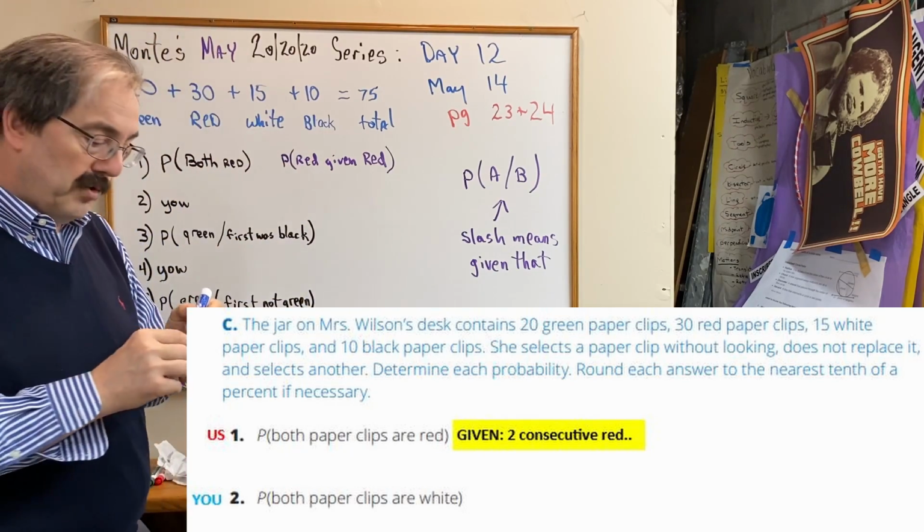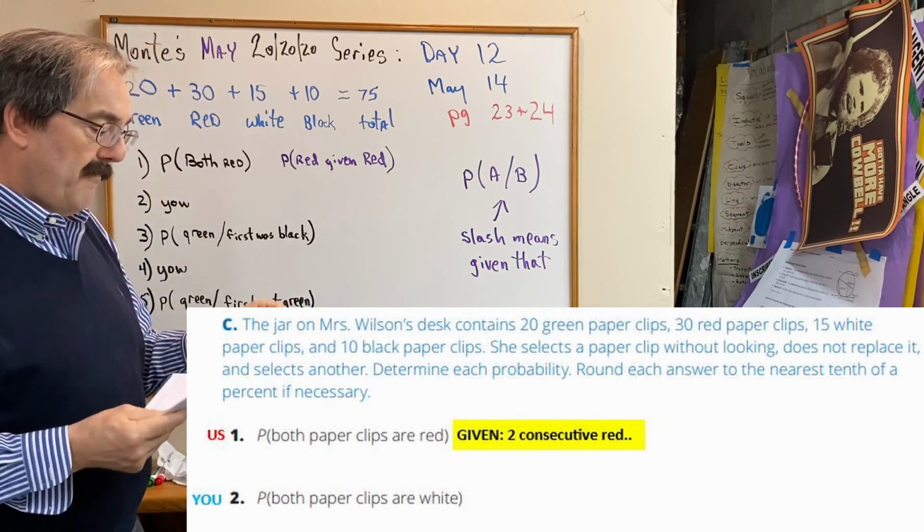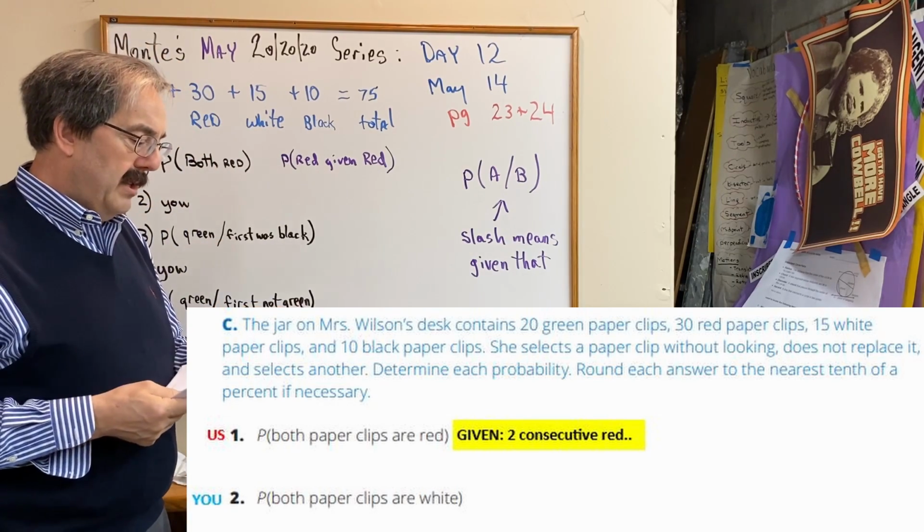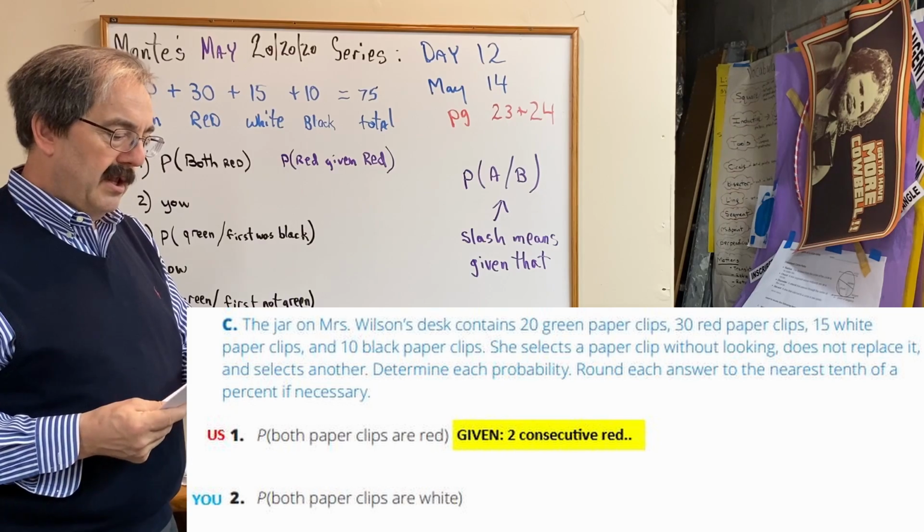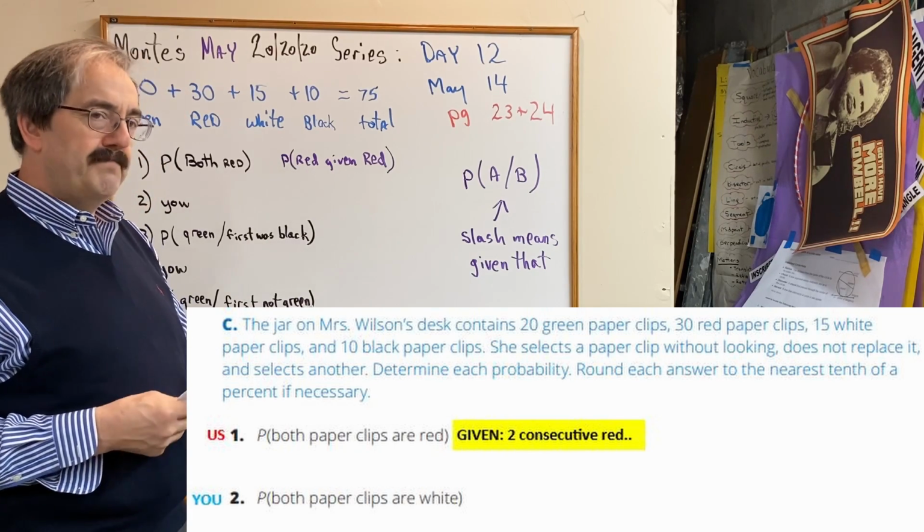So we have 75 total. All right? Now, problem number 1. What is the probability that both paper clips are red?